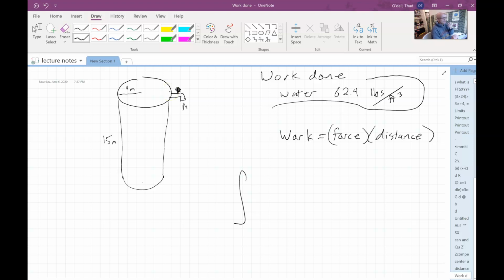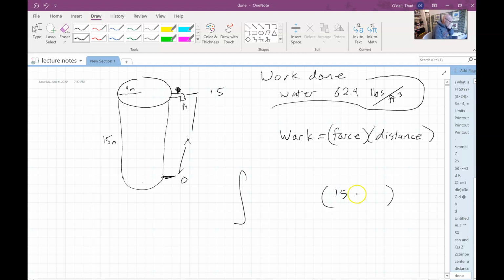So just like the chain problem and the banner problem, our distance is going to be pretty easy. If we call this bottom 0 and this top 15, and we'll say this is my x variable, or you could say height or depth or whatever, then we know that the distance each little section of water is going to travel is 15 minus x. So the water at the bottom is going to move a full 15. The water at the middle is going to move about 7.5. The water at the top is going to move hardly anything at all. So that's why we do 15 minus x.